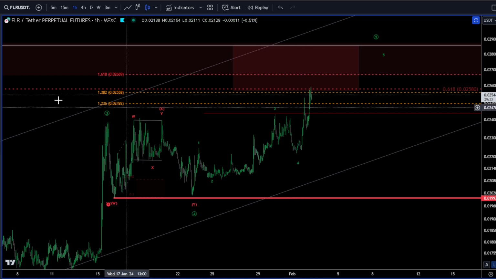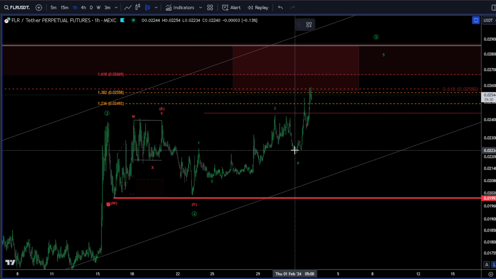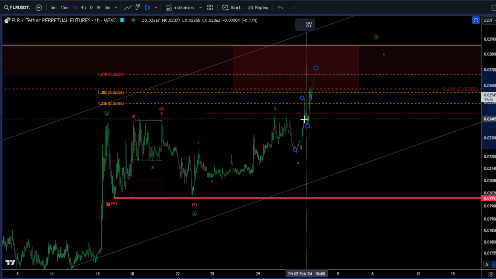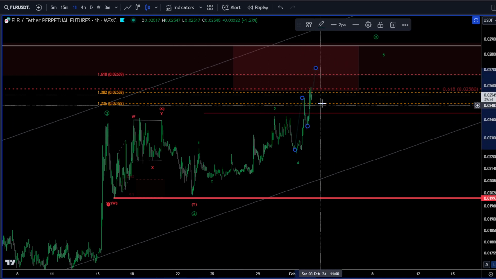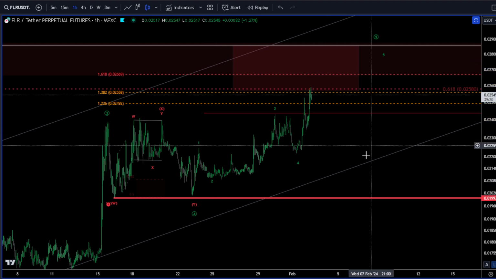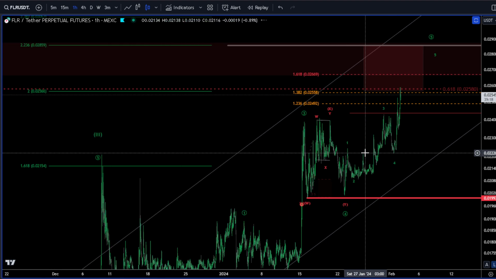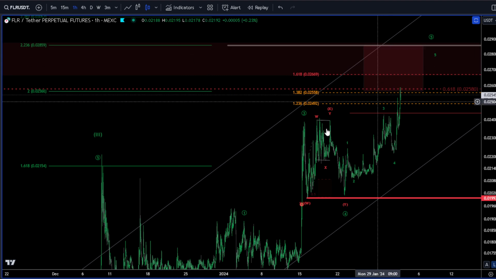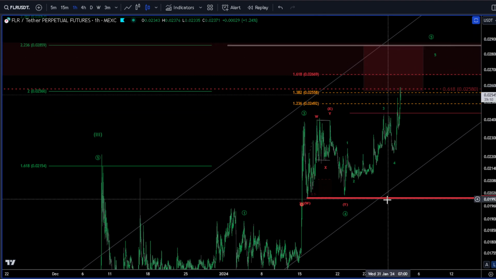This could just be a double zigzag, and we could be topping very soon as an A, B, C. And we just came out of guidelines here for our ending diagonal. I'll give it a little more time, but I'm going to be paying close attention in this area. You can see there's our 618 extension. There's our 2.236. There's our 618. We're right in that area.